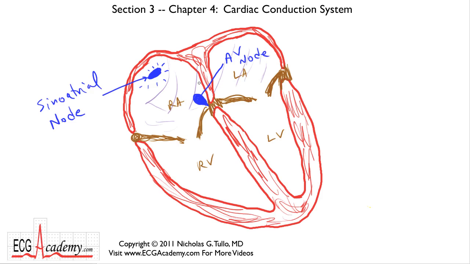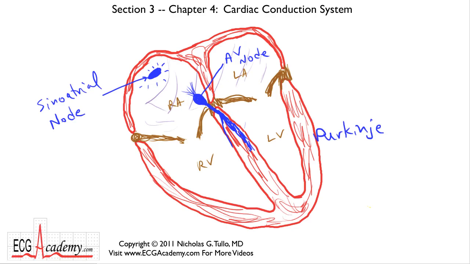Now, the AV node is, again, a collection of specialized cells that can generate electrical signals, but these cells receive this signal from the atria, and they delay it for a split second, and then the AV nodal cells are connected to a network of very long heart muscle cells. They're branching cells, like branches of a tree. And these long cells are known as Purkinje fibers. That's Purkinje. Purkinje fibers.